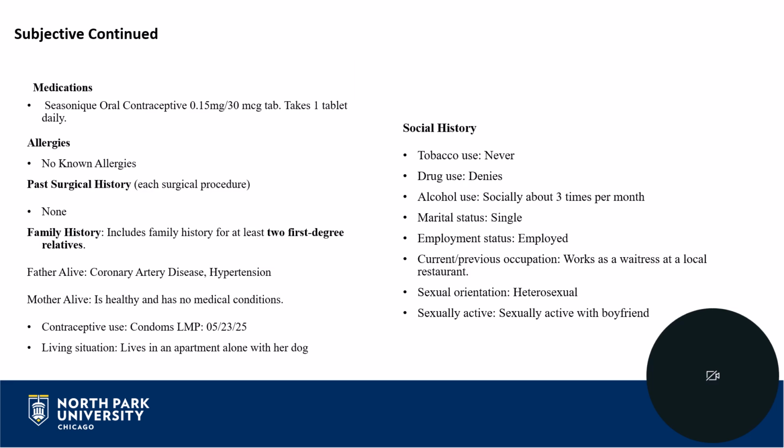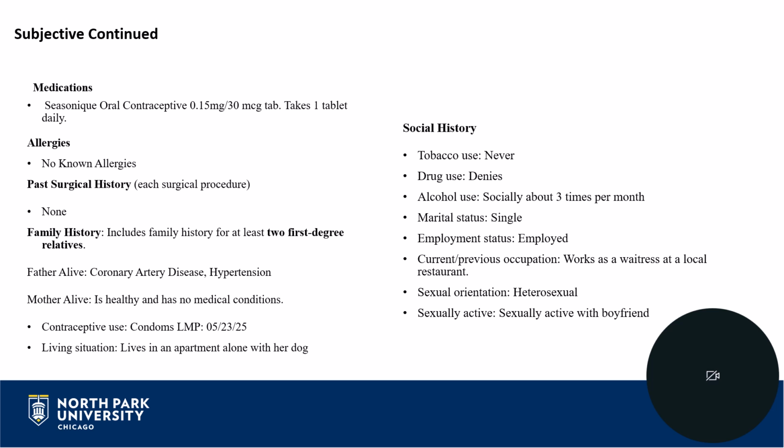All right. Subjective continues, and this is medications. She takes oral contraceptives, no allergies, no surgery. But if she had had surgery, you would list them all here. Family history, you want to include family history for at least 2 first-degree relatives. We have father and mother here.